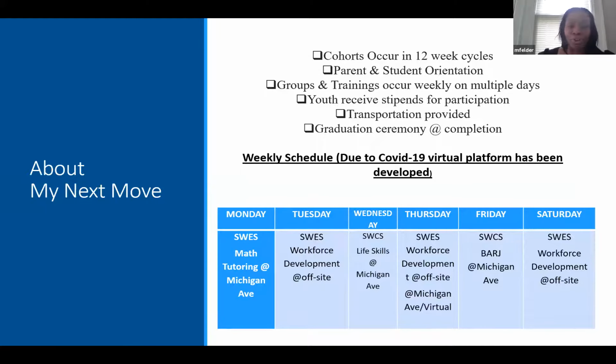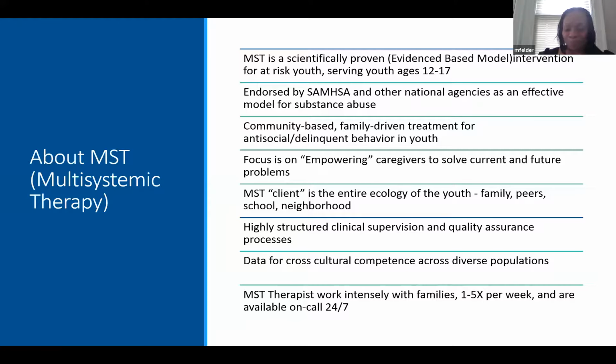And I will turn it over to our next person. Thank you. Now, Anne-Marie's going to talk a little bit about multisystemic therapy, which is very widely used within Bridgeway.